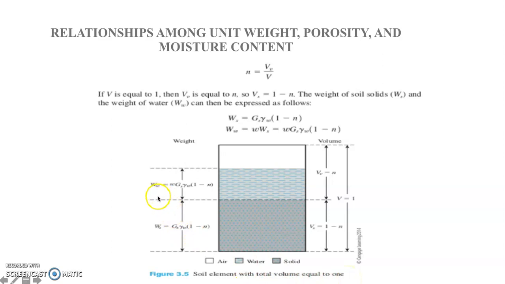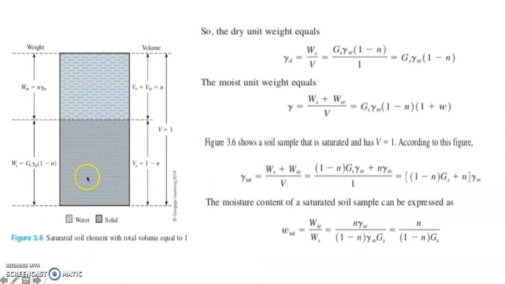So we're also given the weight of the solid with this expression and the weight of the water with this expression. Volume of the void is equal to n, and the volume of the solid is 1 minus n, so we have the total volume equal to 1. So that is an additional relationship that can be used to solve a certain problem. You have here additional formulas that you're going to utilize to solve a certain problem.